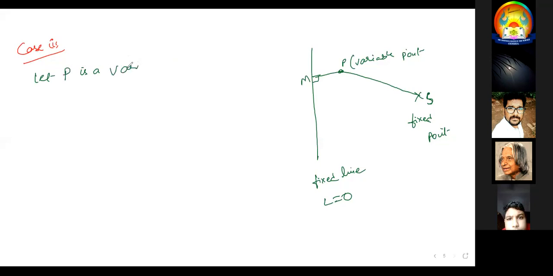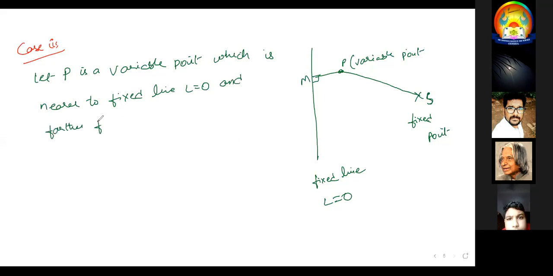Let P be a variable point which is nearer to the fixed line L equal to 0 and farther from the fixed point S. That is, SP is greater than PM.